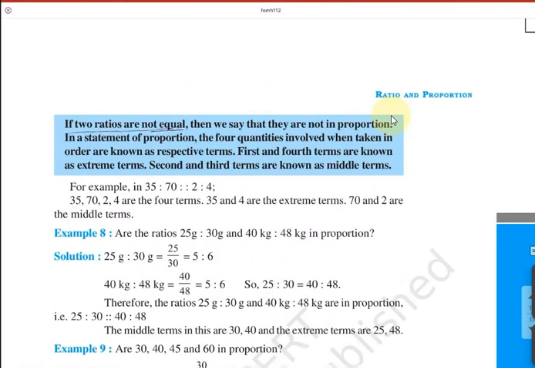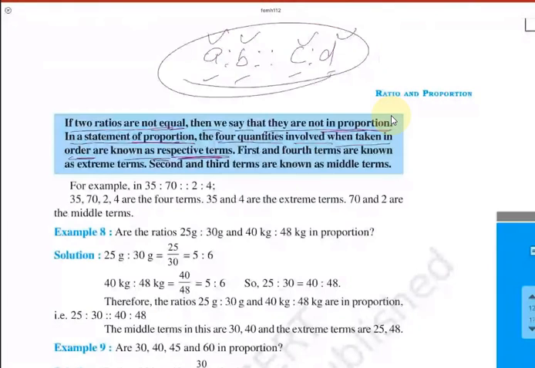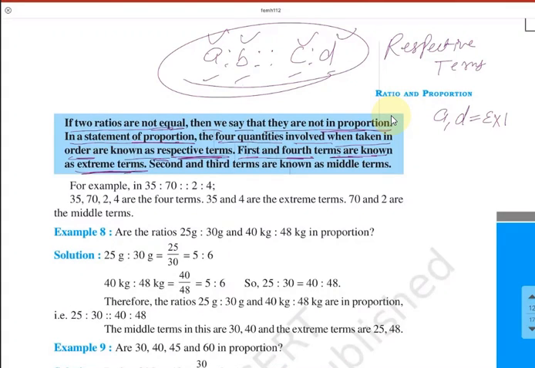If two ratios are not equal, then we say that they are not in proportion. In a statement of proportion, the four quantities involved, A ratio B, proportion C ratio D, when taken in order, first, second, third, fourth, are known as respective terms. So A, B, C, D together are called respective terms. First and fourth terms are known as extreme terms, so A and D are extremes. Second and third terms are known as middle terms, so B and C are middle terms. Clear?